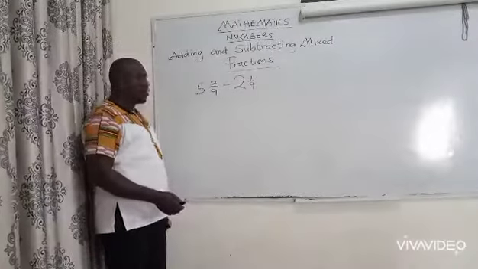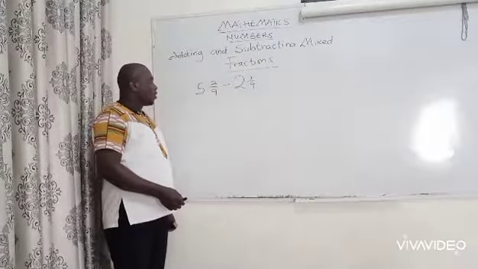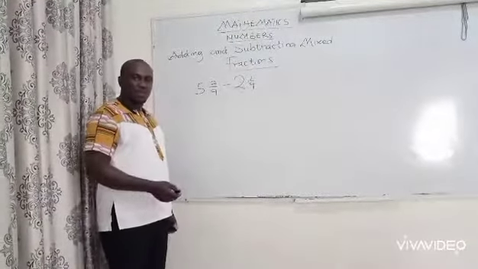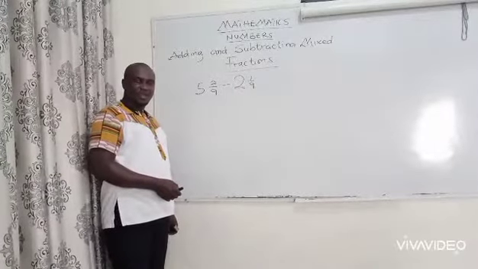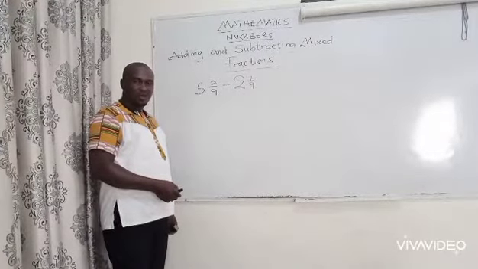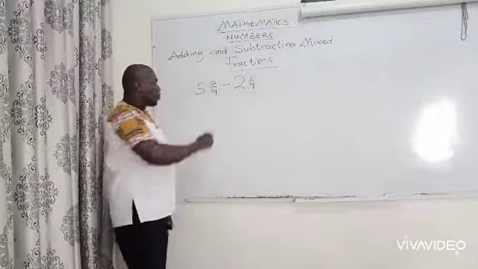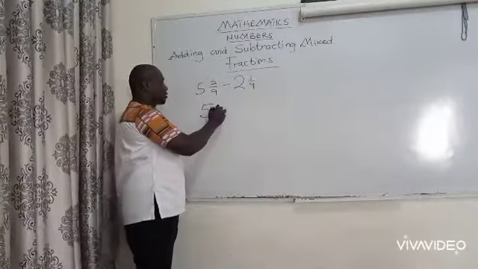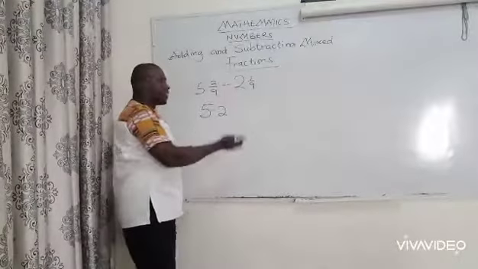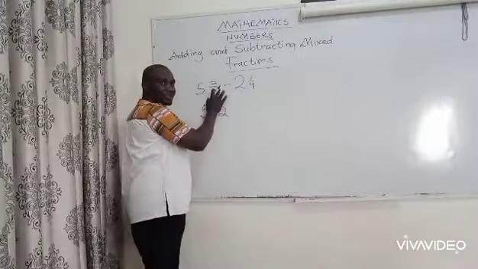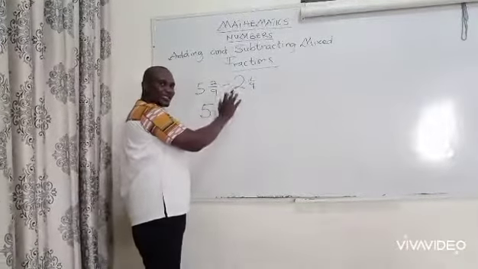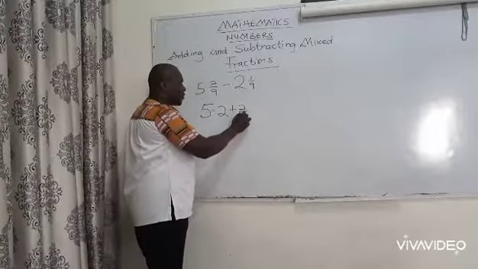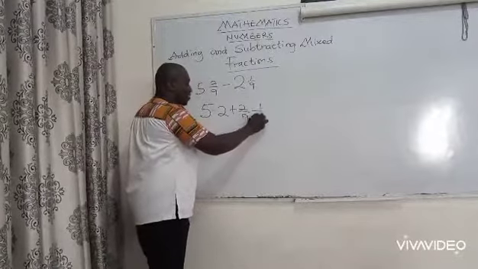This is an example of subtraction of mixed fractions, and we are going to use the same method we used in addition of mixed fractions. What must we do? We subtract the whole numbers as 5 minus 2. And then we add it to the fractions, that is plus 2 out of 9 minus 1 out of 9.